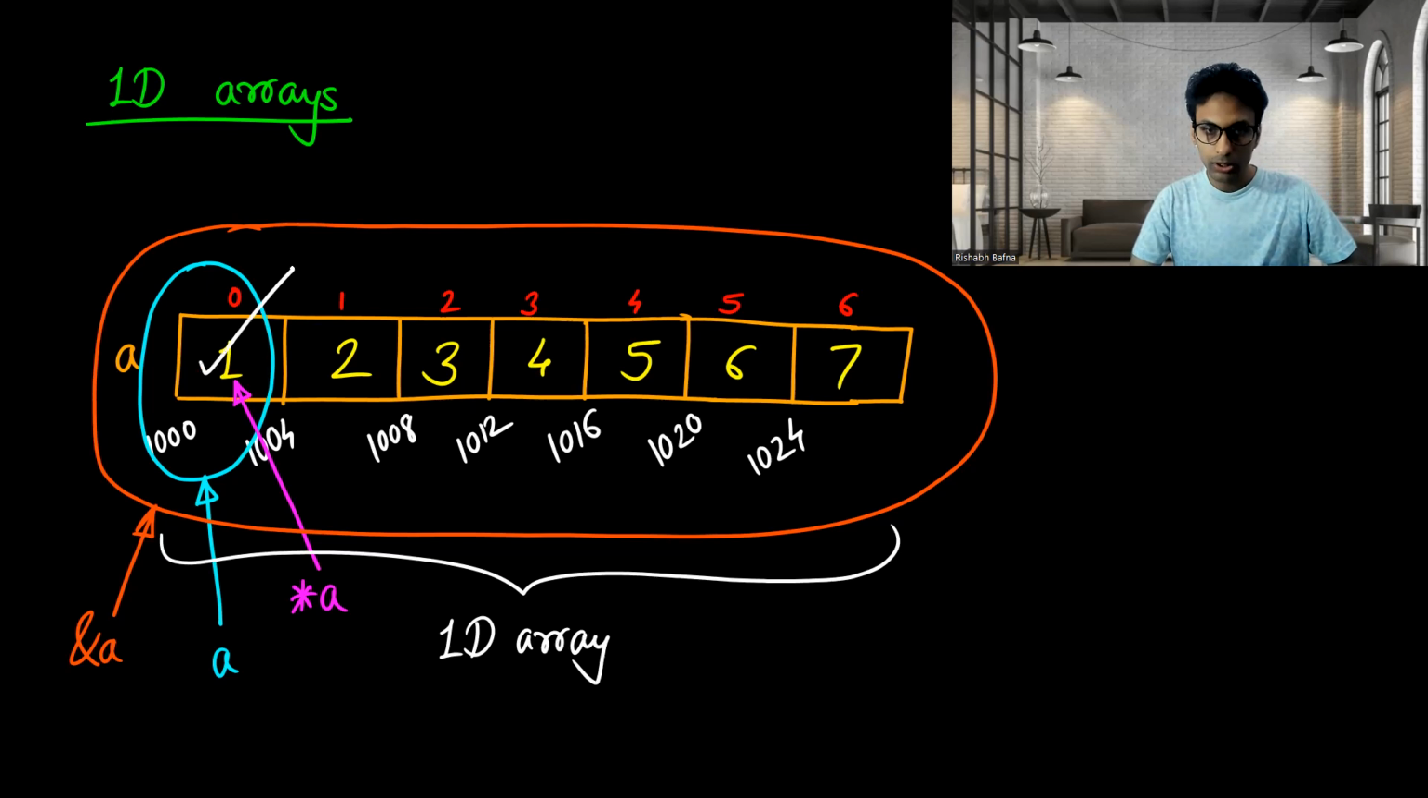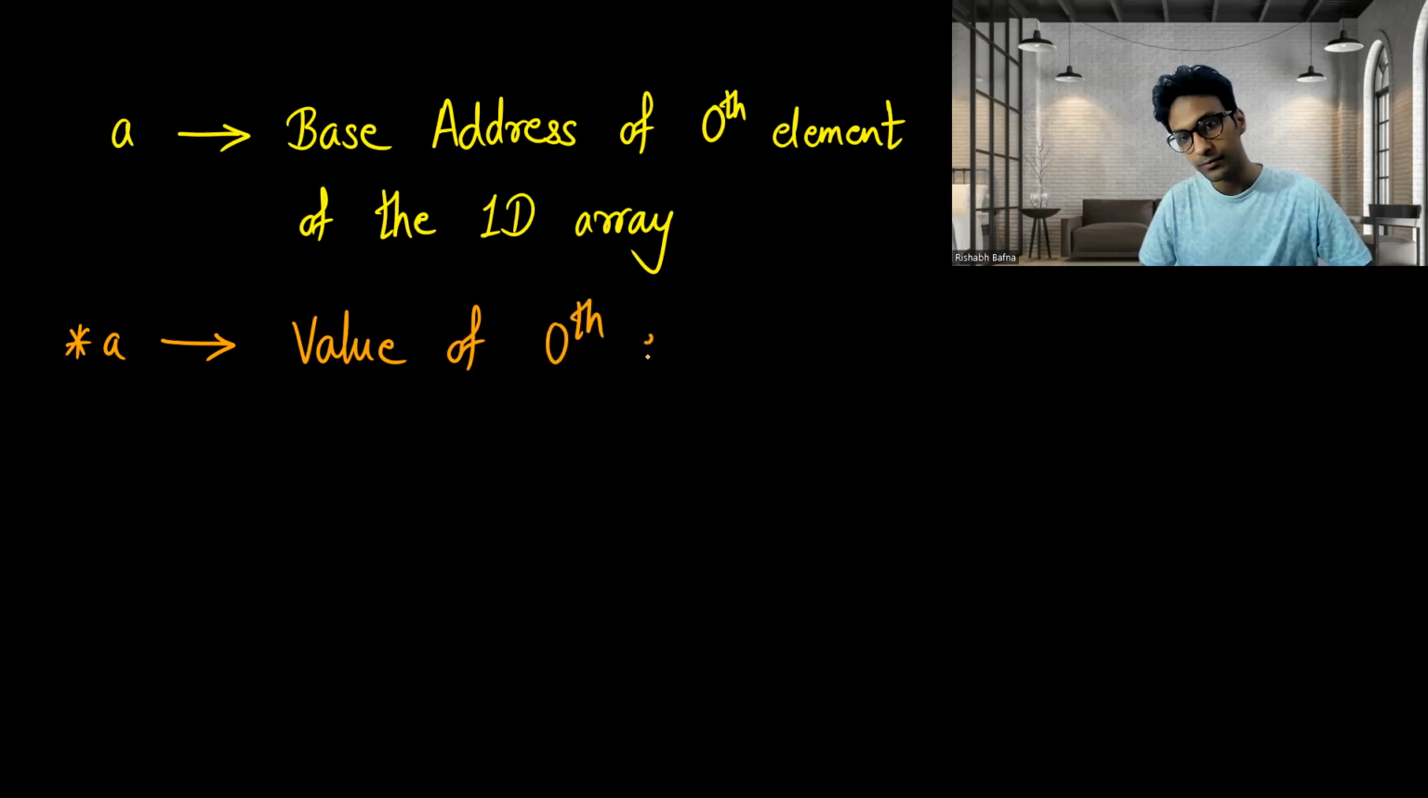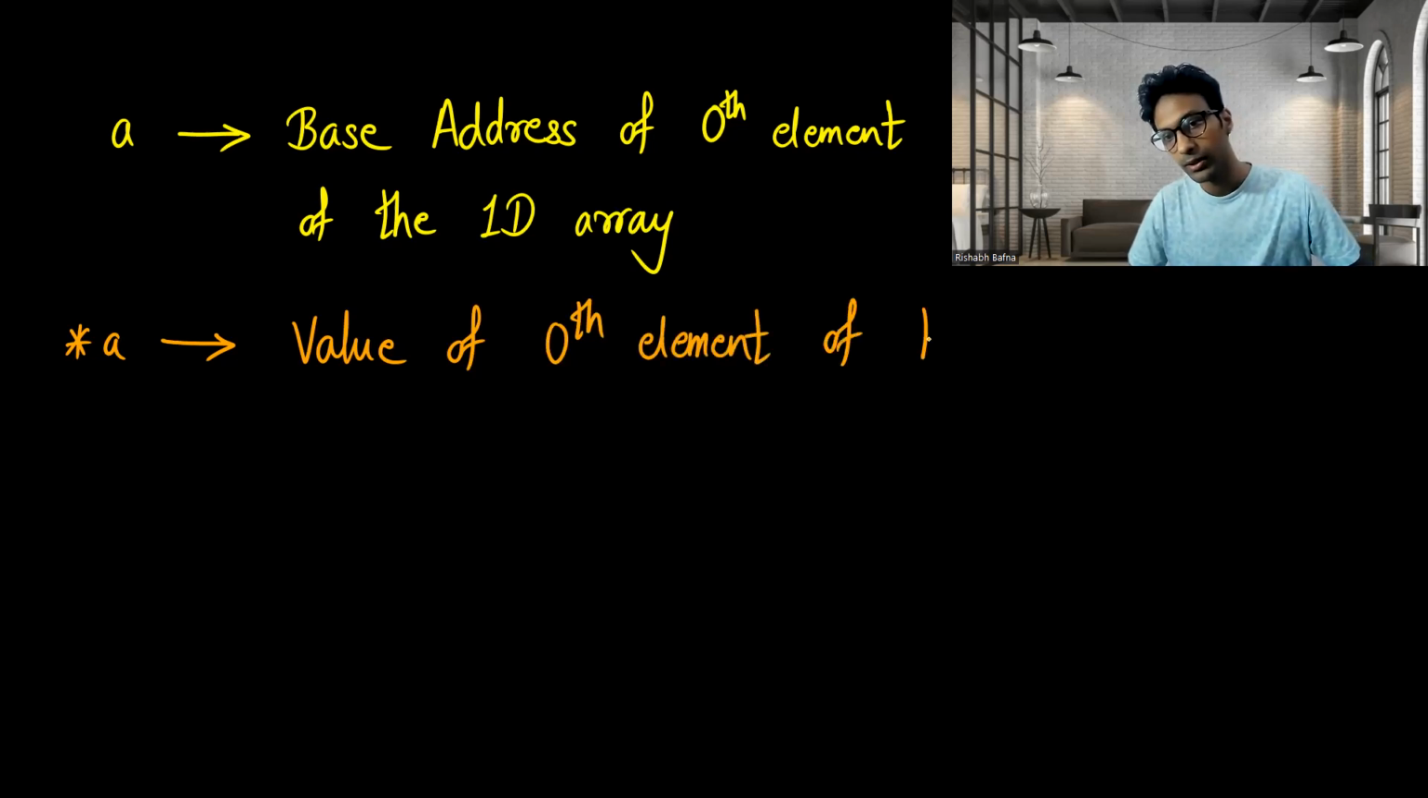Value of the 0th element of the entire 1D array. I hope you're getting it. So star A means what? Value of the 0th element of the 1D array.